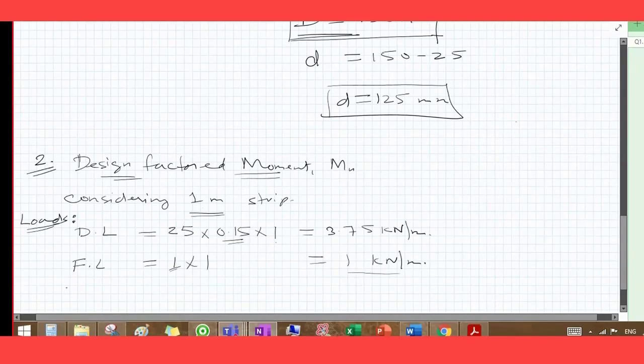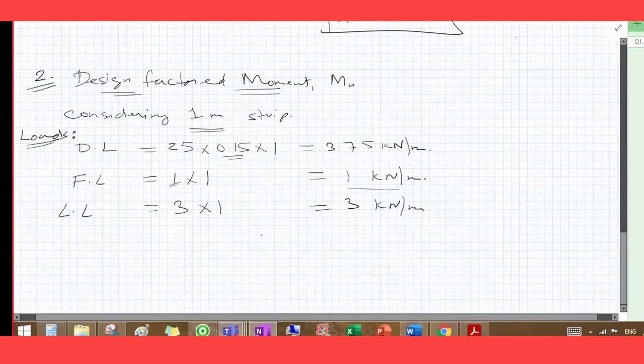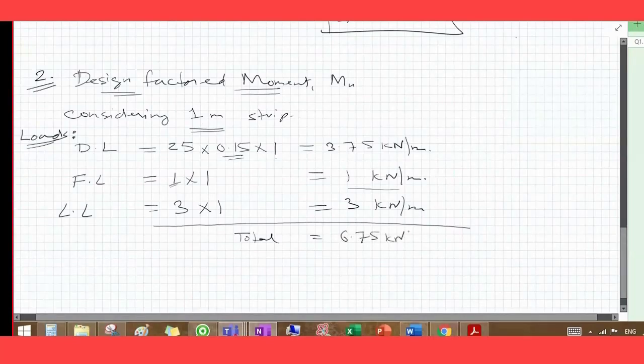Similarly, you have live load LL. The live load which has been given is 3 kilonewton per meter square. So this is 3 into 1 because of 1 meter strip. So this load is actually 3 kilonewton per meter. Okay. So what is the total load which will be acting on 1 meter strip? If you add this, it will be 6.75 kilonewton per meter. Okay.